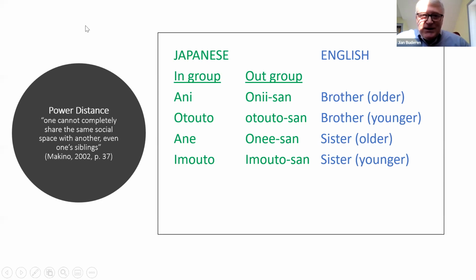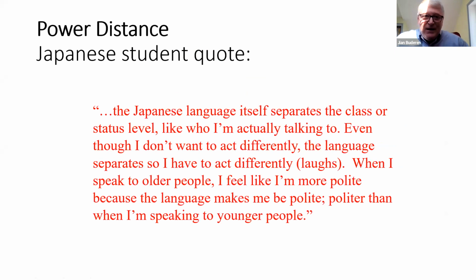Other distinctions in the Japanese language are in-group and out-group. So if you talk about your own brother, it's ani. If it's out-group, it's oni-san, right? So these translations from English to Spanish are very difficult for Japanese translators because they have to get a hold of who's older, who's younger, in-group, out-group, that kind of a thing, right?